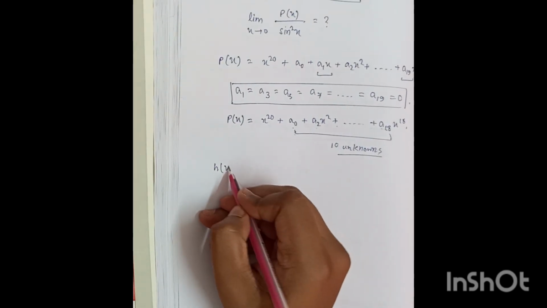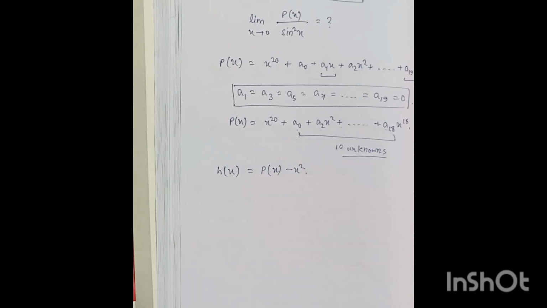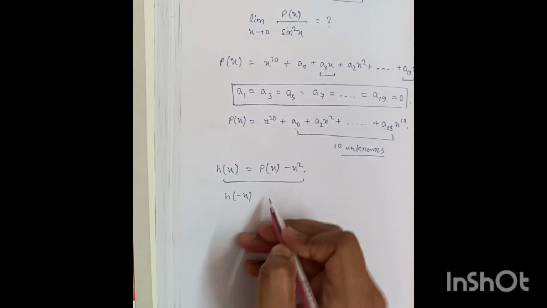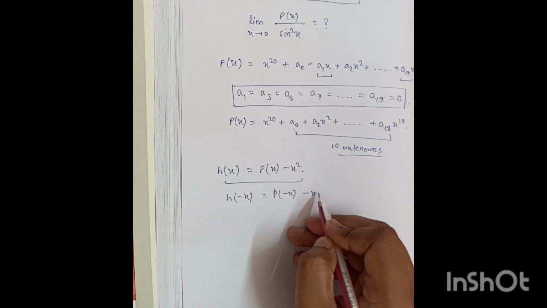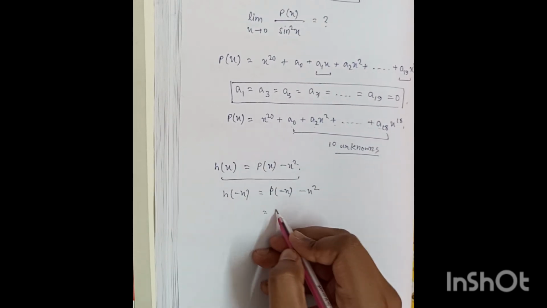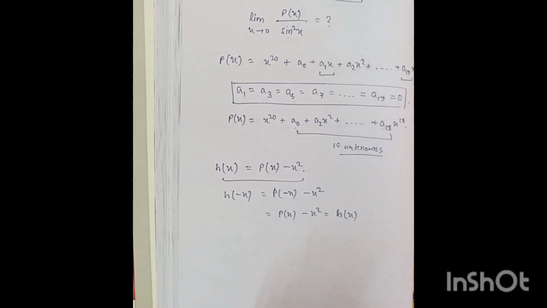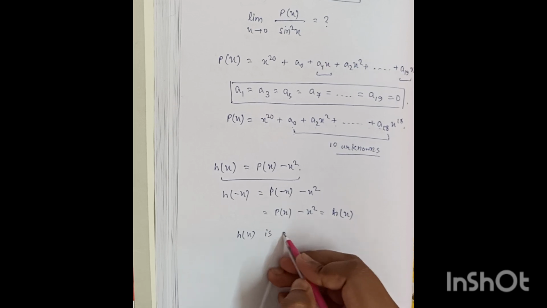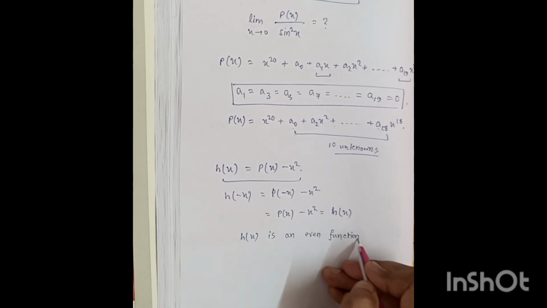We assume a function h(x) which is equal to P(x) minus x square. Now we can observe that h(-x) is the same as P(-x) minus x square, and P(-x) is equal to P(x), so it will be the same as the value of h(x). So h(x) is an even function.